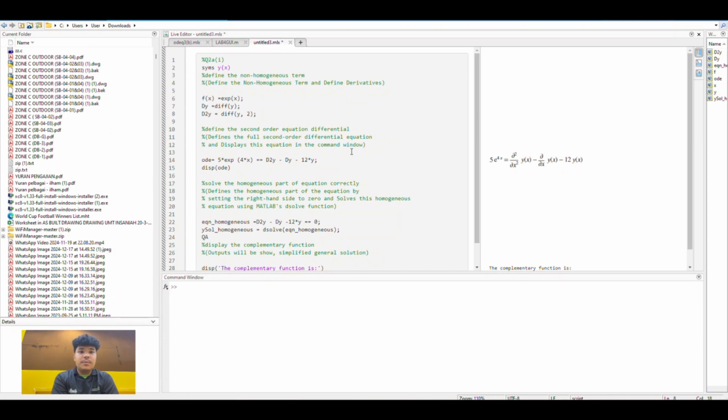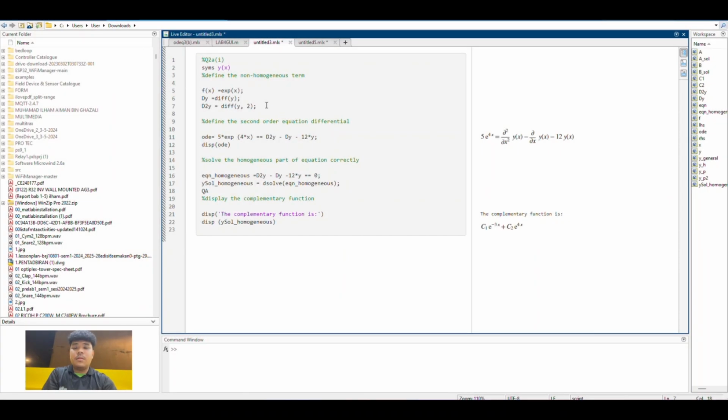Assalamualaikum, nama saya Muhammad Ilham Aiman bin Ghazali, nombor matrik CE24017. So saya akan explain untuk soalan 2A1.